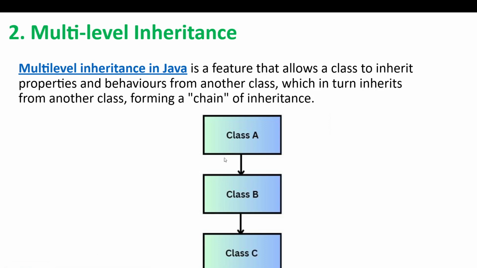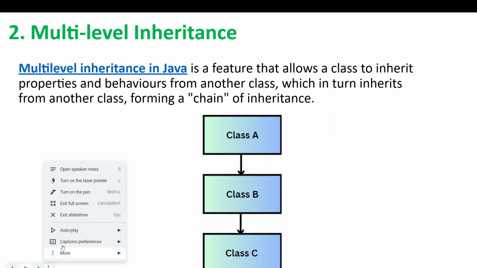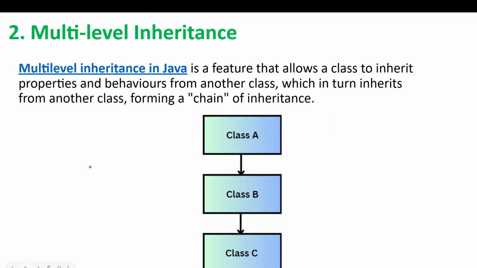This is one level of inheritance. This is another level of inheritance. That's why it is called multi-level inheritance. From A to B is one level. From B to C is another level. So multi-level inheritance. Next, we'll see some examples for this.